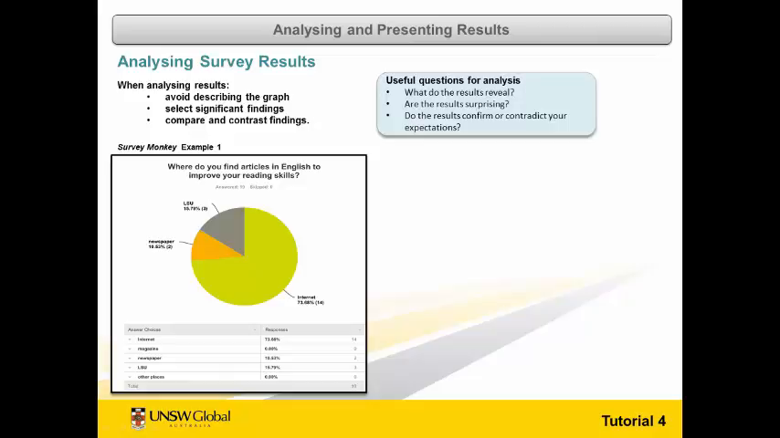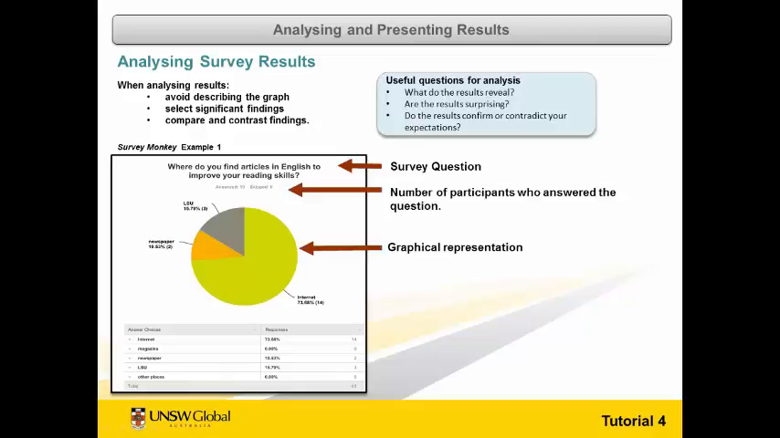So let's look at an example of SurveyMonkey. This is what's automatically generated after the students complete your survey. So you'll find that it shows us the survey question. We have the number of participants, a graphical representation, which could be a pie chart or a bar chart, and raw data. So let's have a look at this example.